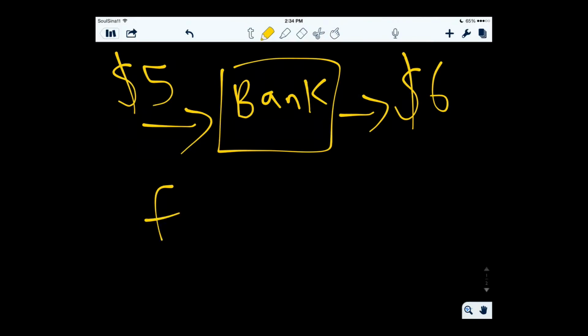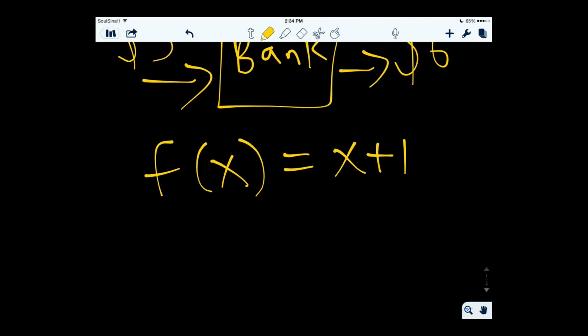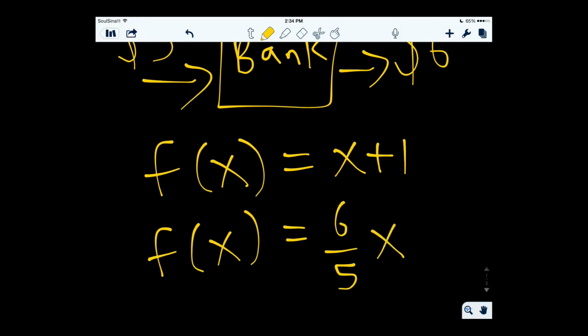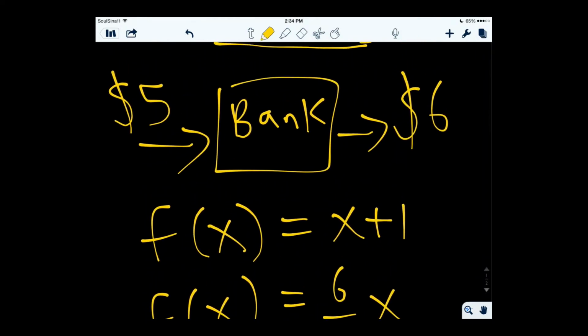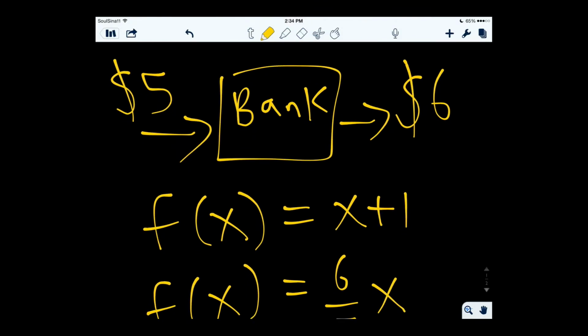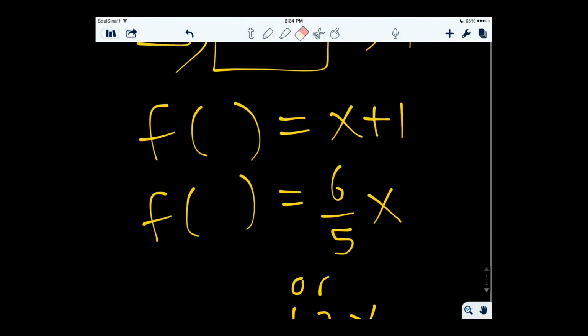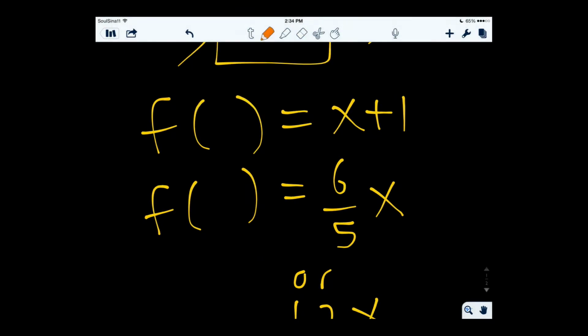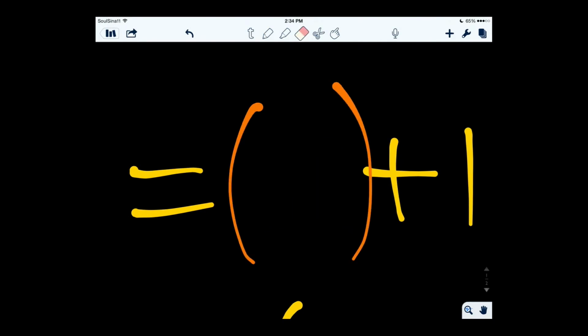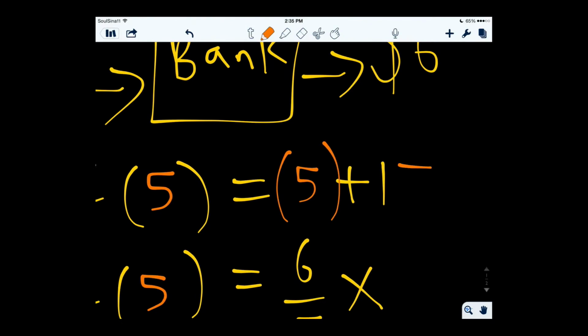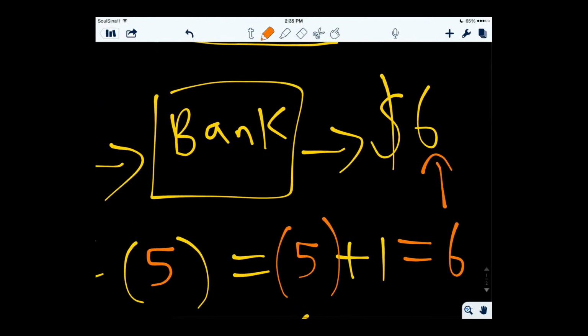That would mean f of x equals, well, it could equal many things, but in this case, we could just say x plus 1. We could also say f of x equals 6/5 x, or 1.2x, which would mean every time you plug in 5 for any of these x values, so if we plug in 5, 5 plus 1 gets us 6, just like the 6 up here.